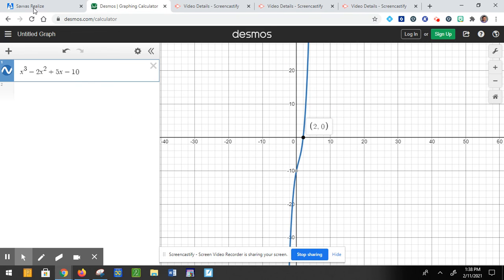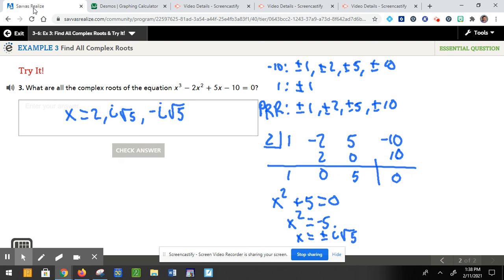When I graphed it, I could see it's only crossing one place as well. So I knew the other 2 roots had to be imaginary, right? Because there's got to be 3 total because the function was a cubic. So I knew there was going to be 3 roots. So you got 1 real, 2 imaginary. All right, let's look at the 4th example.